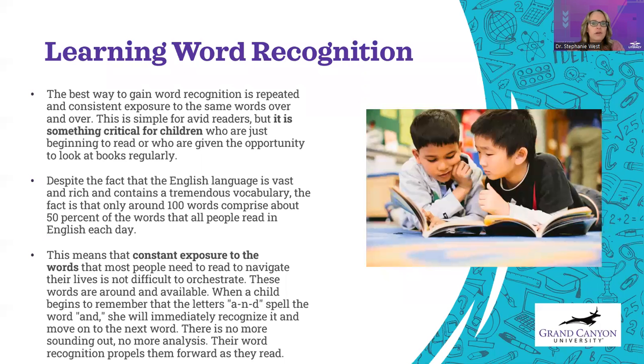So what do we do to learn word recognition? The best way to gain word recognition is repeated and consistent exposure to the same words over and over. So we do that with flashcards or word lists that we send home, all that kind of stuff. All those things are good. And then we make sure that the same words they're learning in word lists or on our word walls are regularly also seen in what they're reading in the classroom.